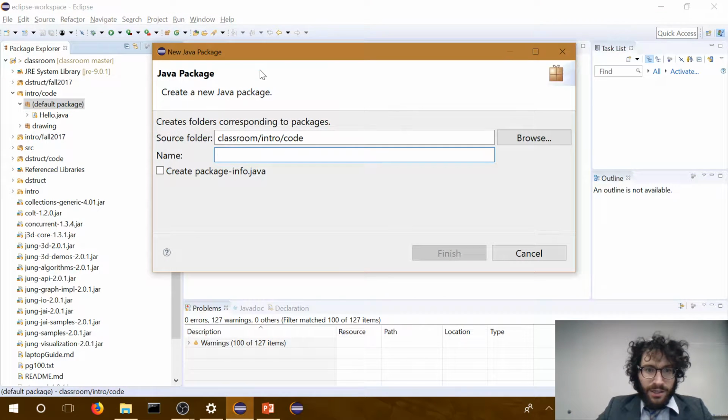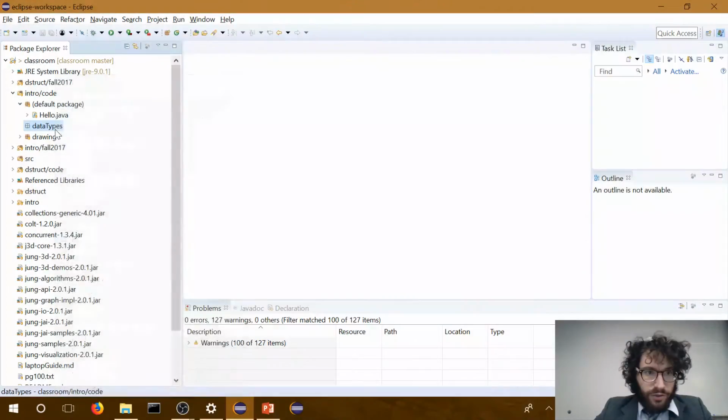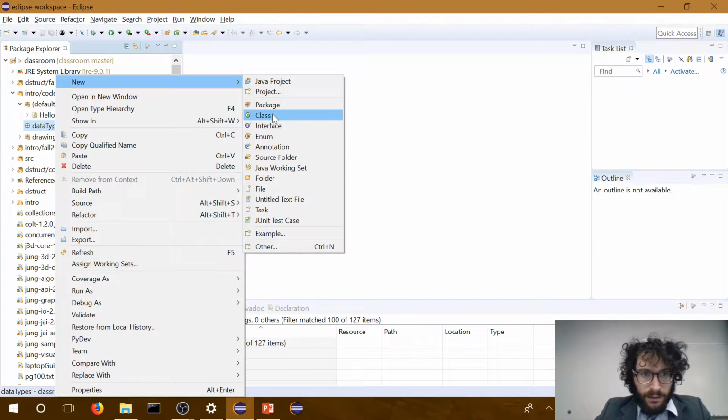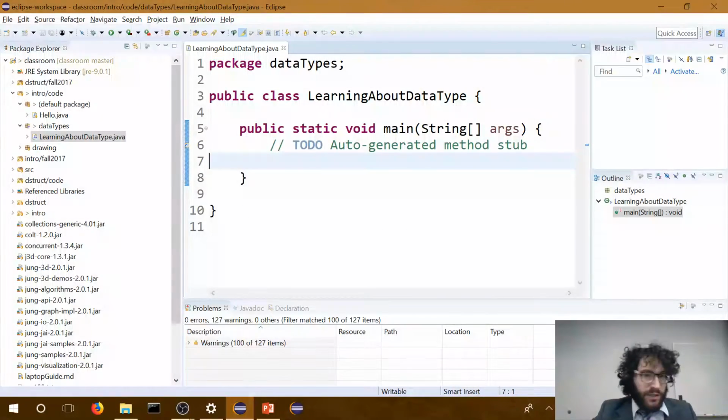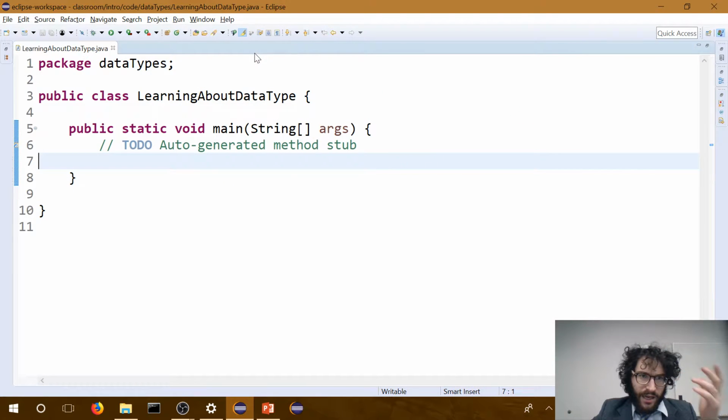So package, data types, and new class. Learning about data types. Okay, so today, as you might guess, we're going to be learning about data types, and as you might guess, that infers learning about data.